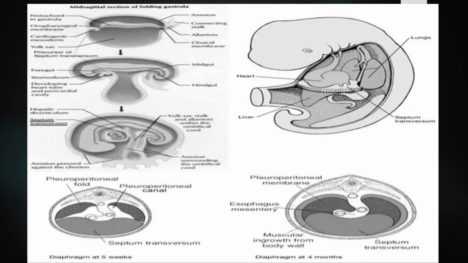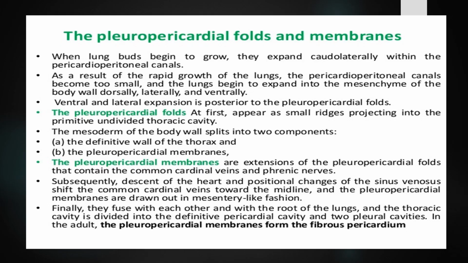This is the esophageal mesentery. This one is the muscular ingrowth of the body wall, and this one is the septum transversum. The three form the diaphragm.